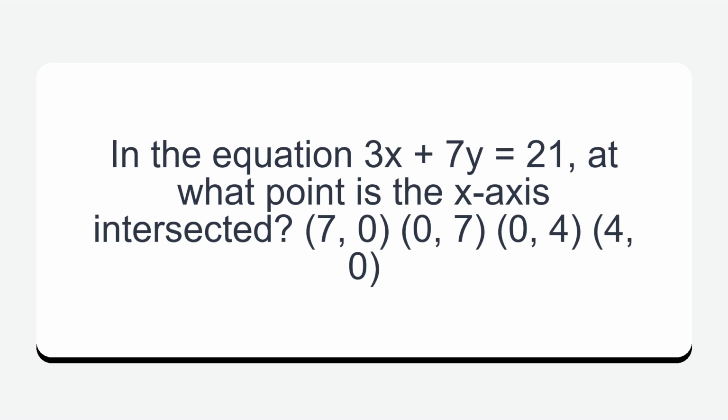In the equation 3x plus 7y equals 21, at what point is the x-axis intersected? (7, 0), (0, 7), (0, 4), (4, 0).